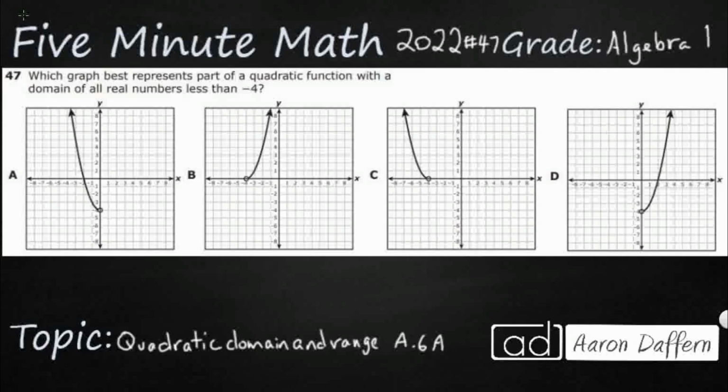Today we are looking at the Algebra 1 concept of quadratic domain and range. This is standard A.6A in the great state of Texas, and we are using item number 47 off the 2022 released STAAR test. If you haven't done so already, please go ahead and take a moment to pause the video, work this problem out on your own, unpause it, and we will look at our answers together.